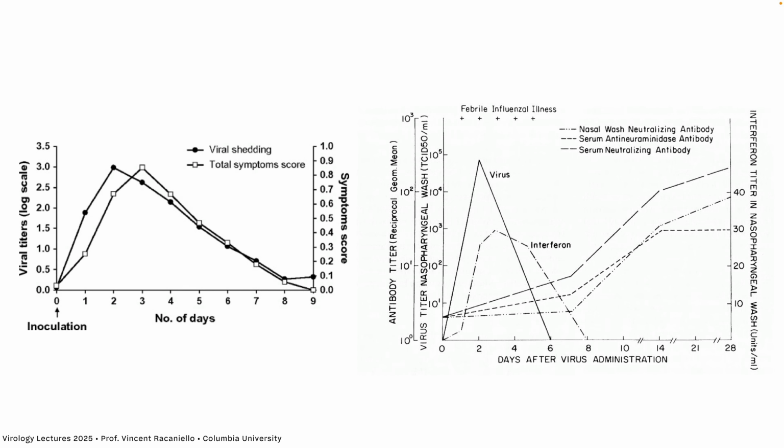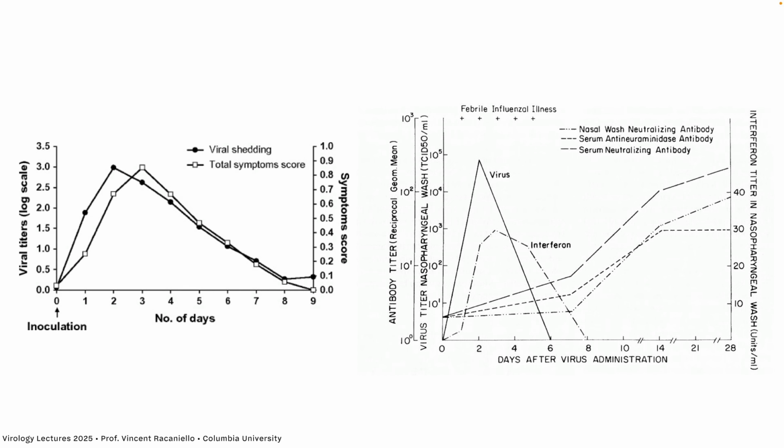So here the virus titer. You can see already in 1 day, you have quite a bit, 2 logs of virus, peaks at 2 days, very quick, and then starts to go down. And the symptoms are a little bit lagging behind. So I always say about 2 to 3 days you could shed influenza virus before you get symptoms and transmit it to other people.